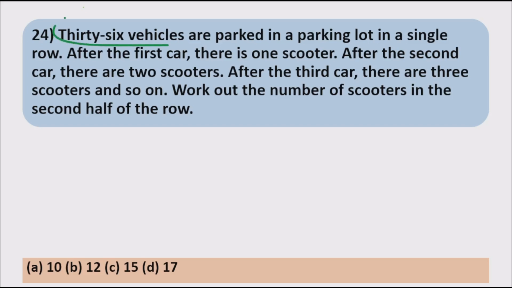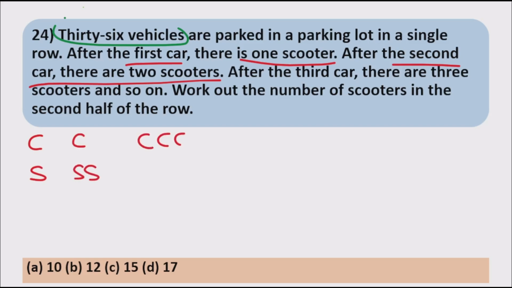So, how many scooters do we have? No, 36 vehicles are there. First car, 1 scooter. Second car, 2 scooters. So, if I say 1 car, 1 scooter. Second car, 2 scooters. Third car, 3 scooters, and so on. Okay, let's say fourth car, 4 scooters.